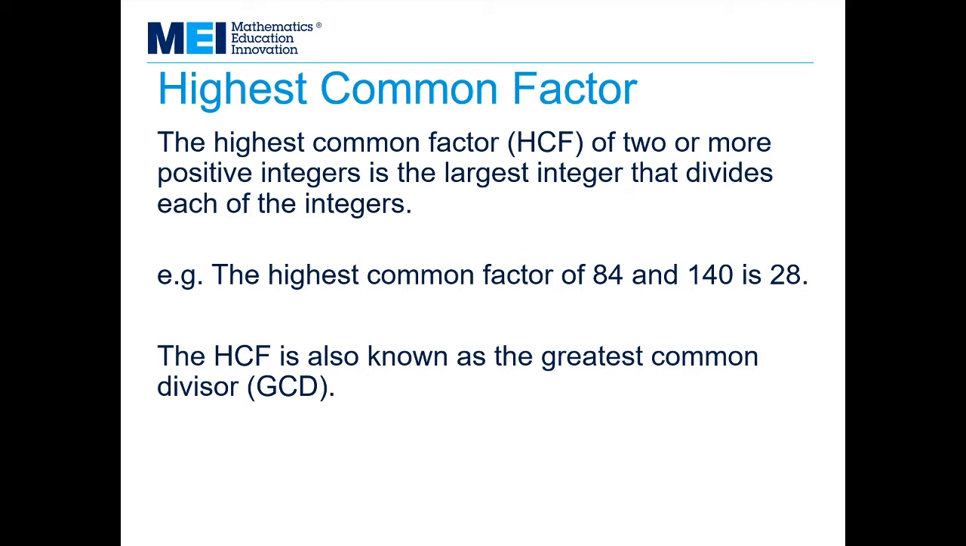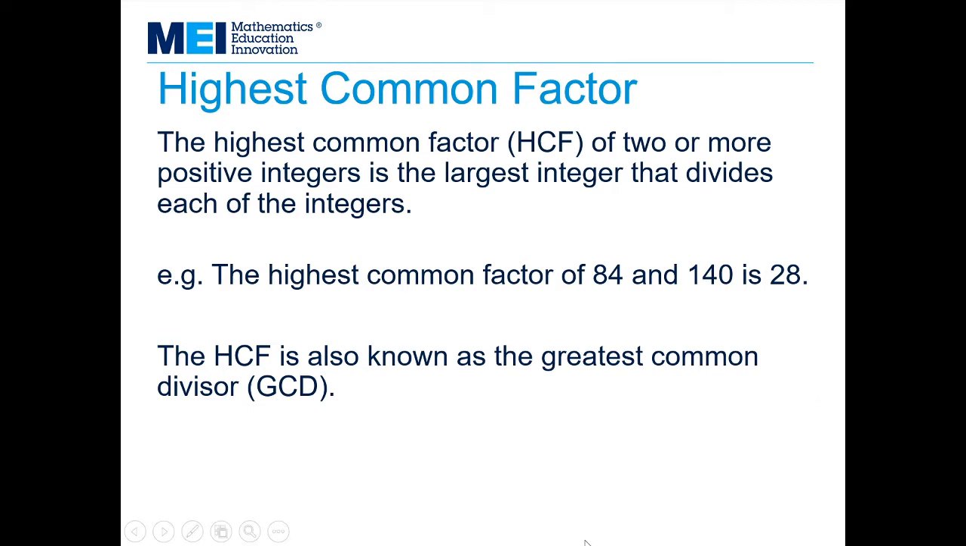The highest common factor, which is often abbreviated HCF, of two or more positive integers, is the largest integer that divides each of the integers. So, for example, the highest common factor of 84 and 140 is 28. The highest common factor is also known as the greatest common divisor.